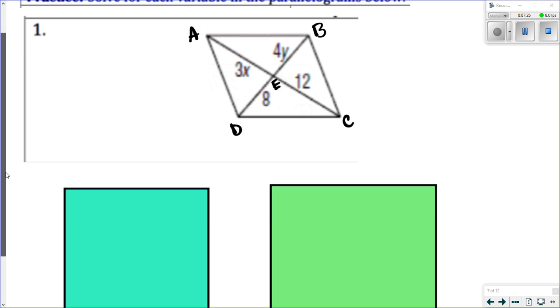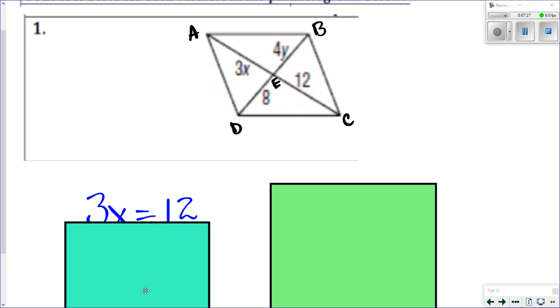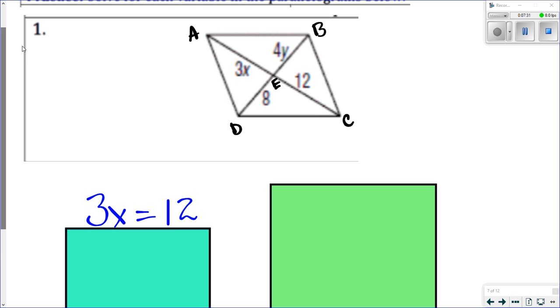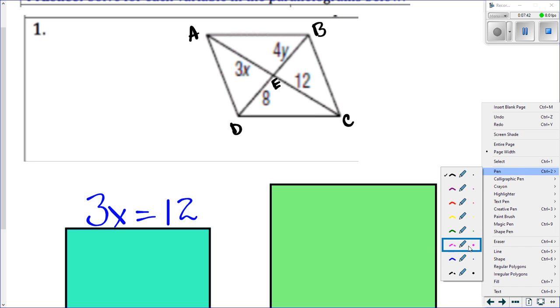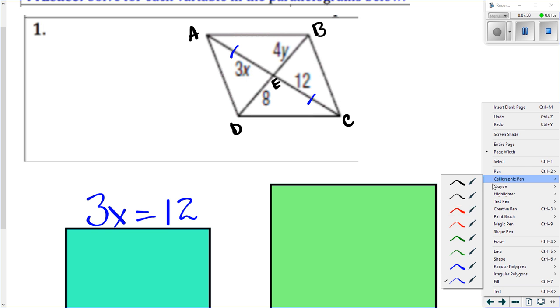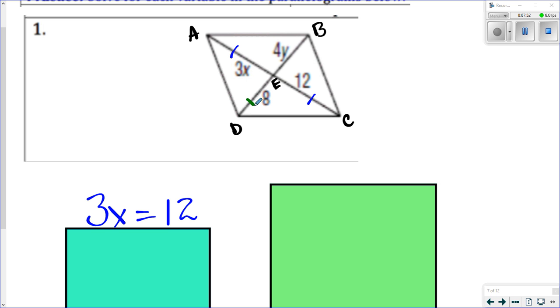Okay, so let's do the first one. So we're setting 3x equal to 12 because we have two diagonals and we know that they're bisecting each other. So with that, this is going to be congruent to this. So AE congruent to EC, and then we have DE congruent to EB.